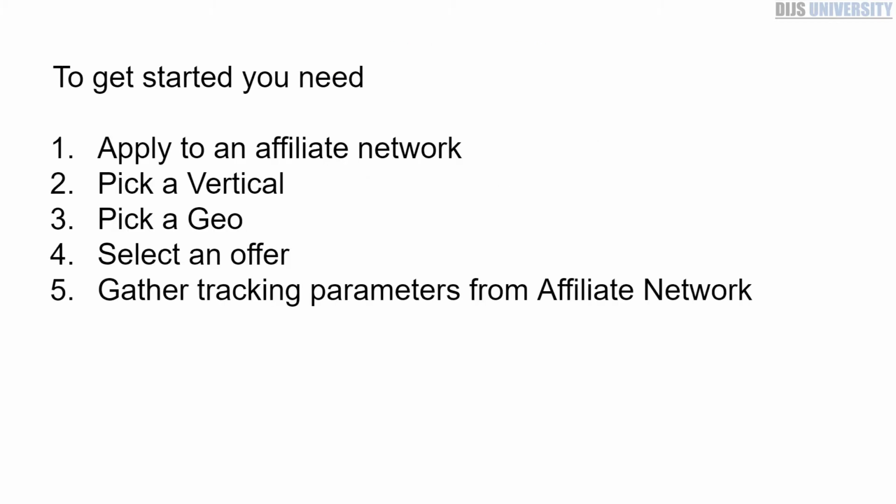So your overview in general means you're going to have to apply to an affiliate network. We're going to show you which affiliate network you can utilize for most of the trial offers, and it's going to be Yep Ads. Then you need to decide which kind of offer you want to promote. You need to pick a geo and select an offer as well. Once you select that offer, gather up your tracking parameters from your affiliate network so you can proceed to your tracker and get everything set up.